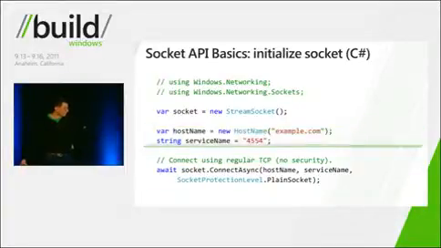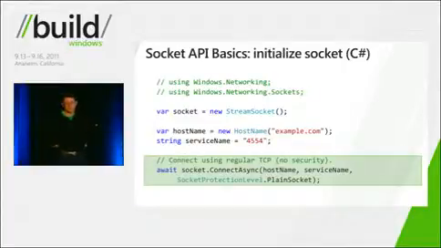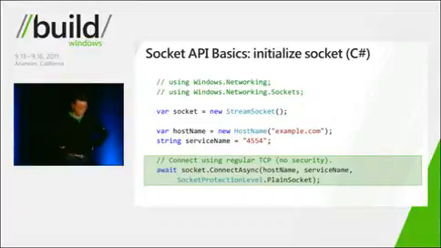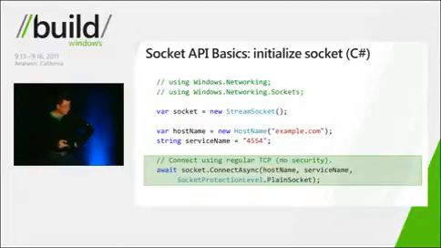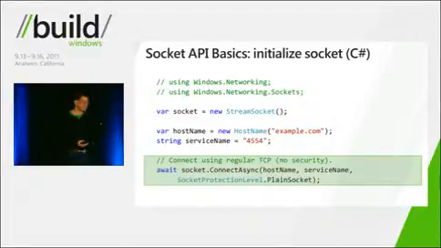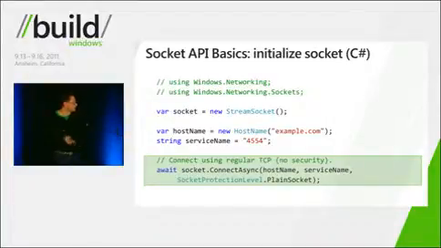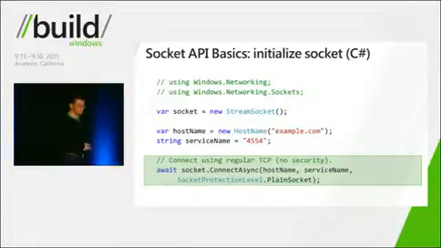Now that we have these 2 variables, we're going to pass them into an asynchronous connect method. We pass them into connect async, and we say, here's the host name, here's the service name or port number, and socket protection level is plain socket. Notice the comment here that says connect using regular TCP, no security. Well, you get some security with TCP, meaning you've got to be on path or be able to guess the sequence numbers and so on if you want to inject data into it.